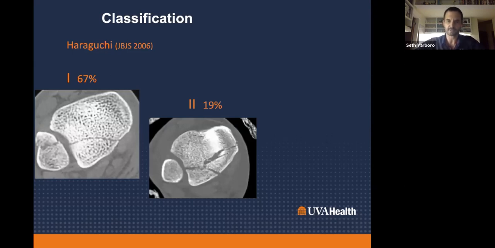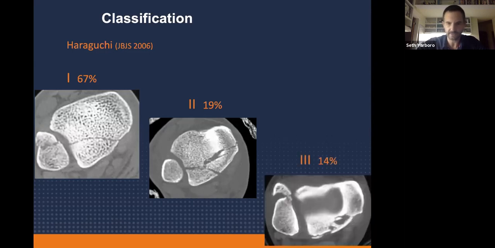Haraguchi 2 is the one that can be a little bit of a bad actor if not recognized, because that extends over to the medial side, can have implications for deltoid stability, and so you need to recognize that. And then 3 I would think of as almost like crumbs, you know, it's a cortical flake off the back and really nothing that could be reasonably fixed.